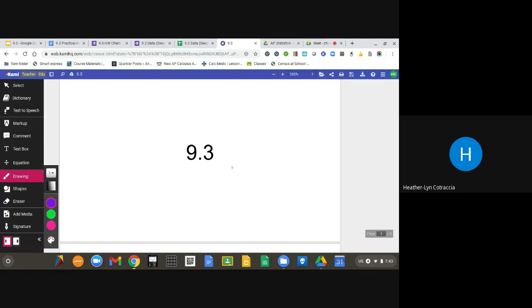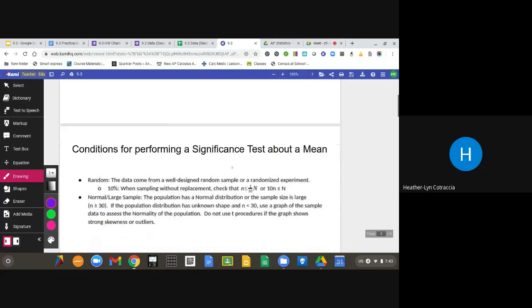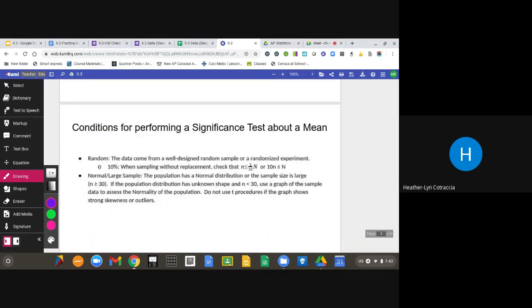So it's all going to be about the means. It's very, very similar to proportions. The only thing that's going to be slightly different would be your conditions and how you calculate your test statistics. So random does not change. 10% does not change. There's our 10 times n has to be less than or equal to n.